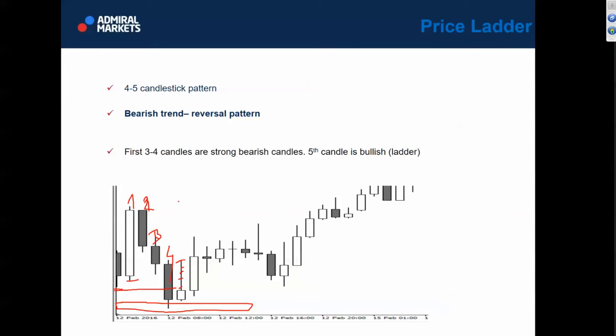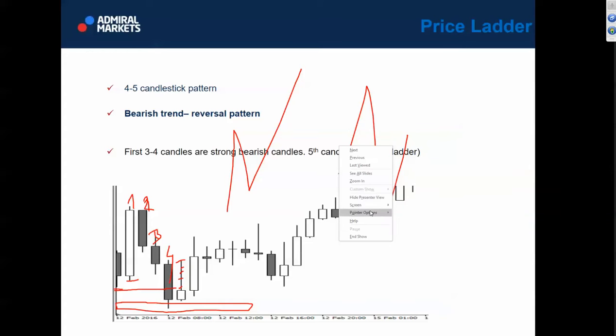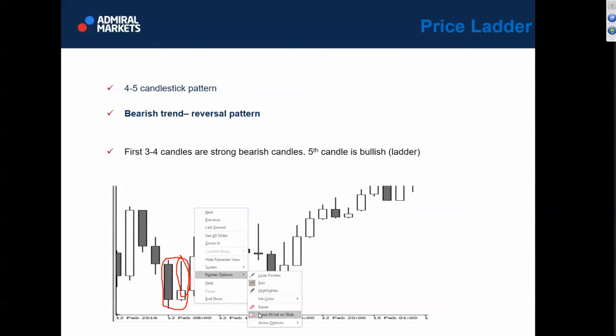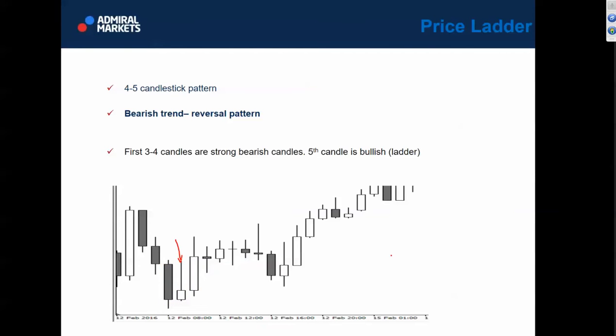1, 2, 3, 4. Okay, it goes like this. Even like this. And a lot of traders think this was a bearish candlestick. No, guys, this is important. On a ladder pattern, this candlestick is either the same or very similar to this one. So this is price ladder. This candle is by far the most important candle on this pattern. Okay? So don't be fooled.